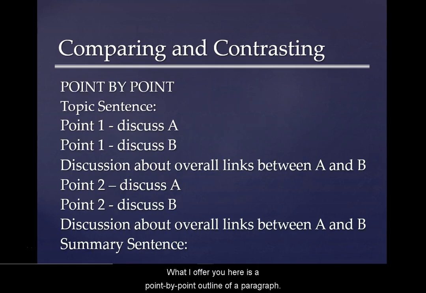What I offer you here is a point by point outline of a paragraph. In a point by point, one looks to talk about the points the writer is trying to make and then compares or contrasts, I use the letter A and B, two different subjects against the point. Point 2 is the second point the writer is trying to make about a topic and discusses two separate subjects and compares or contrasts subject A and subject B.